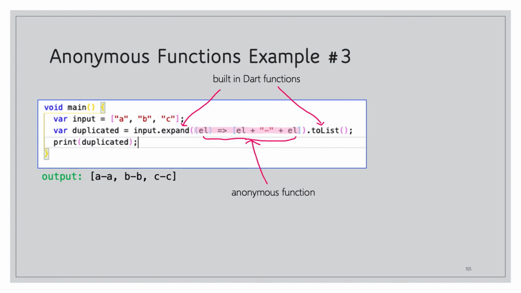EL is our element. In the body of our function, our anonymous function, we are concatenating strings. EL plus dash plus EL. So it works like a for loop. Every time I go around, I advance to the next element in my list, and I apply whatever's in the body. So A plus the dash plus another A. Then we increment, B plus a dash plus another B, etc. And we convert that to a list, and that's how you see the output.